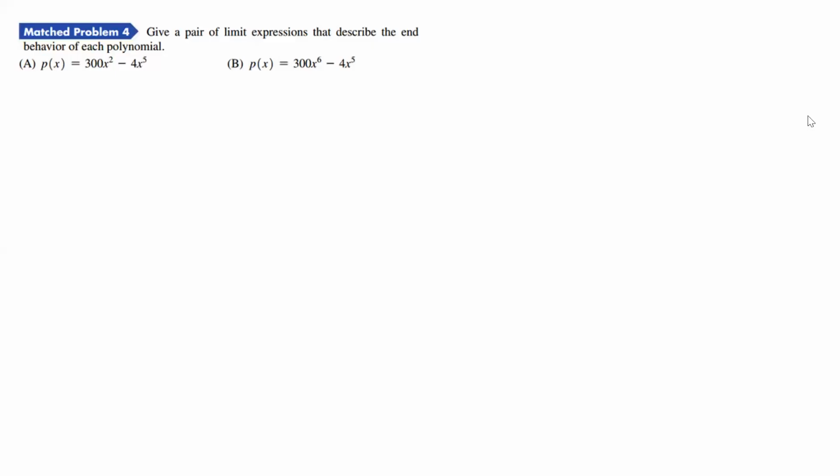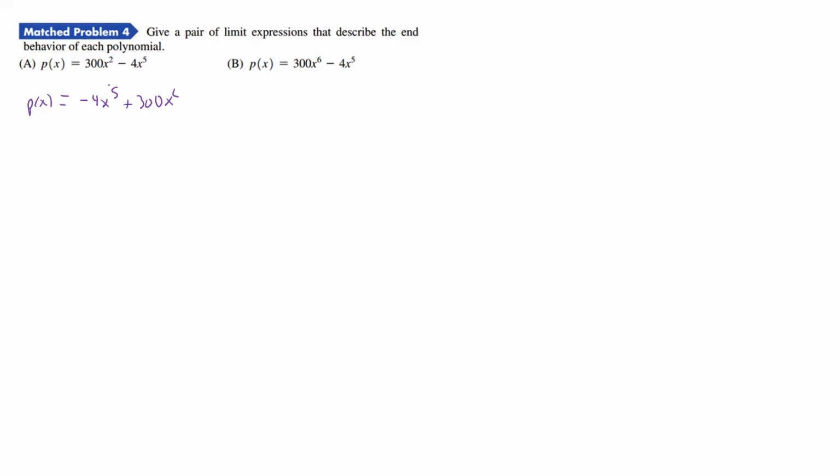All right, so here we're given a pair of limit expressions that describe the end behavior of each polynomial. What we have to do is make sure we have these written in decreasing powers of x. Notice we have x squared, then x to the fifth. So this is really a minus 4x to the fifth plus 300x squared. And that's what p of x is equal to.